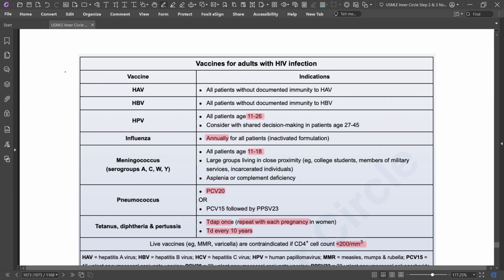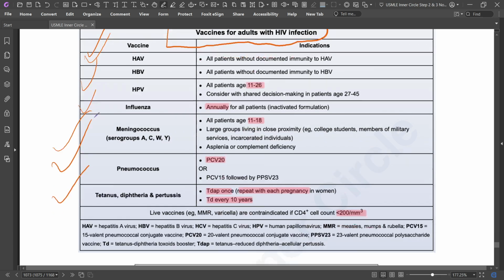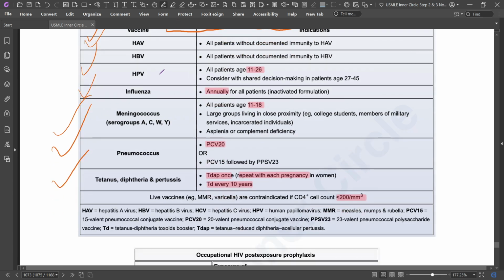So what are the vaccines for an adult with HIV infection? Hepatitis A, hepatitis B, HPV, influenza, meningococcal, pneumococcal, Tdap. Influenza annually, HPV ages 11 to 26, meningococcus ages 11 to 18, pneumococcus PCV 20, or PCV 15 followed by PPSV 23, Tdap once, then Td every 10 years.